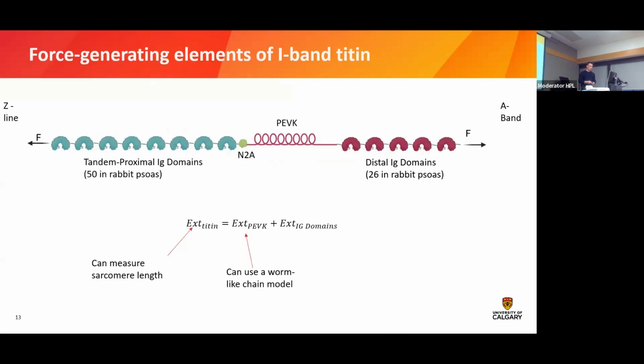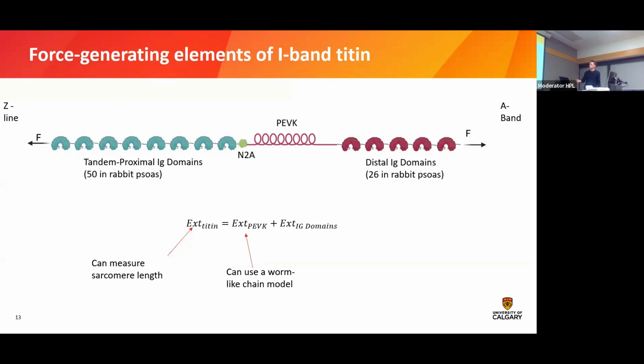Okay, so this kind of leads me to the end of the background, and this is the important part right here. We can measure the length of a sarcomere. And with the length of the sarcomere, we know the length of Titin because it's visible. It's only in the I band of the sarcomere. So if we look at the I band of a sarcomere, we can say exactly how long this whole protein is. We can model the PEVK and say exactly how long the PEVK is at a given force.